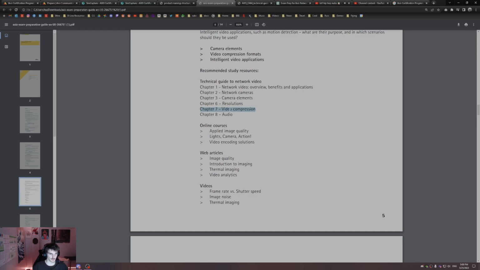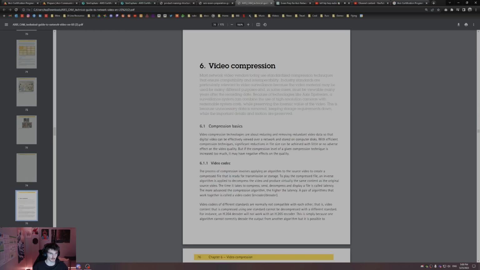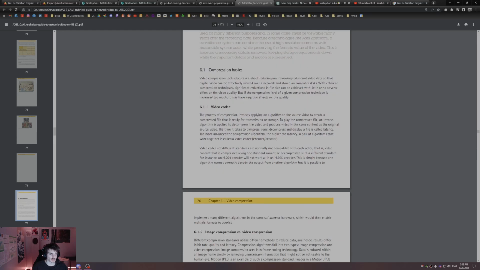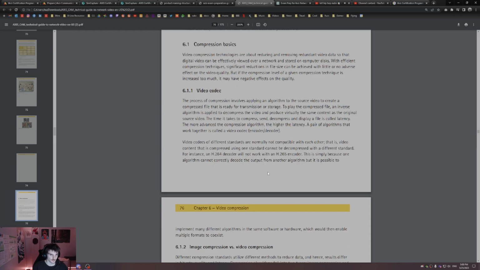It said Chapter 7 Video Compression, but it looks like maybe 6 is Video Compression. Alright, so let's just kind of skim through this and try and get the information we need for the test here. So video compression is reducing and removing redundant video data to be able to compress the bit rate.